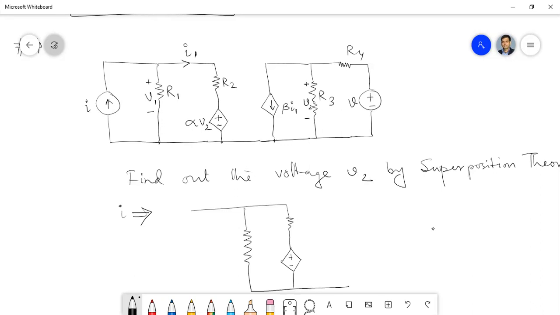Should I keep this dependent voltage source off? That means the voltage dependent voltage source, that is alpha V2, we should short circuit. You want this to be short circuited like this? What should I do?